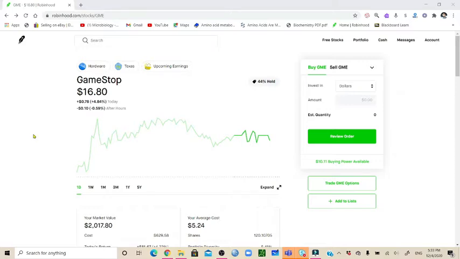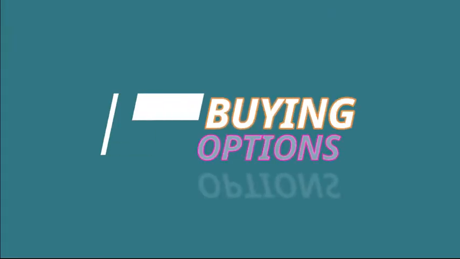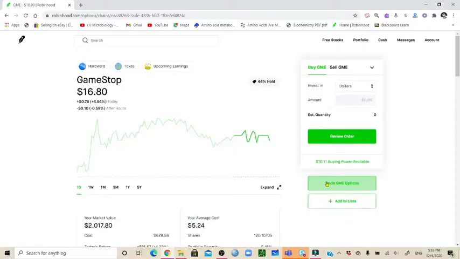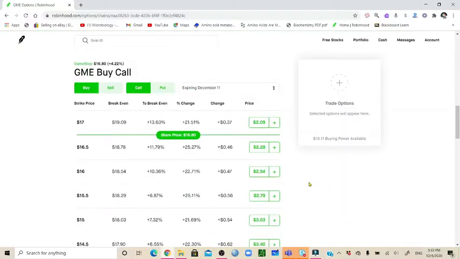An option gives you the right to buy or sell 100 shares, or one contract, of an underlying stock at a specific strike price on a specific date. Let's go ahead and show you how to actually buy options. You click on trade options if you are on a computer, but if you are on your phone, you will automatically see trade options for that stock and go from there. This is the window you get when you are trying to buy options.